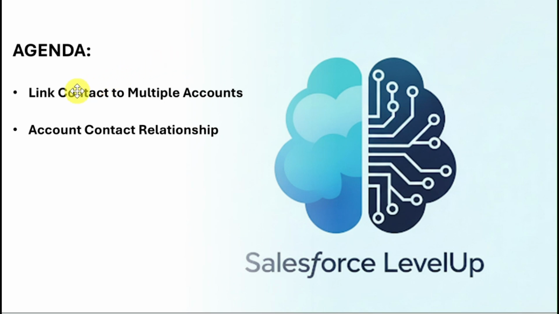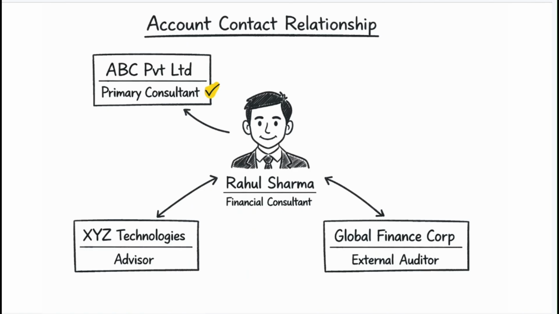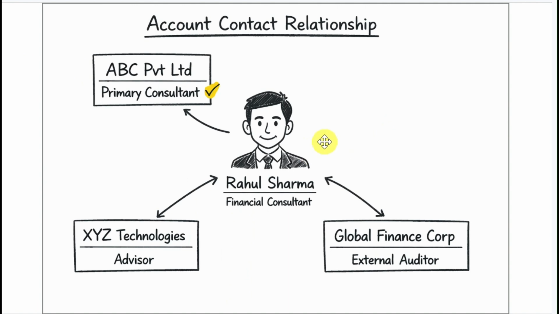In this video, we are going to learn how to link a single contact to multiple accounts in Salesforce. Now, as usual, let's start with a scenario. Let's say there is a contact named Rahul Sharma and he is working in ABC Private Limited. But in real-time scenarios, a single user might work in different organizations, right? So, in order to tackle this scenario, there is a concept known as account contact relationship.